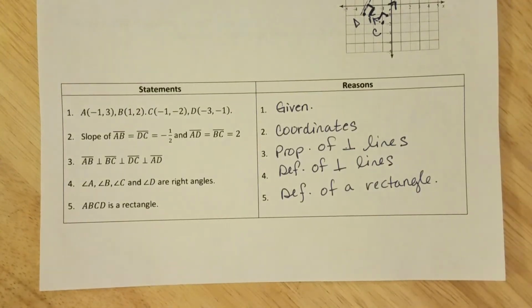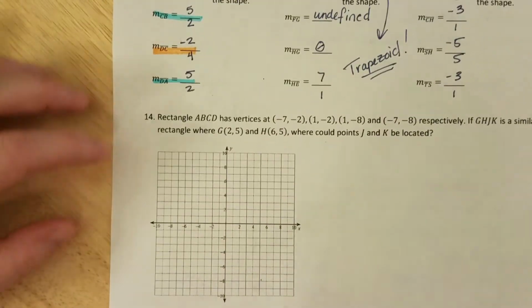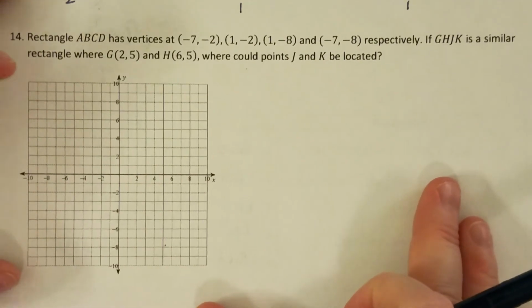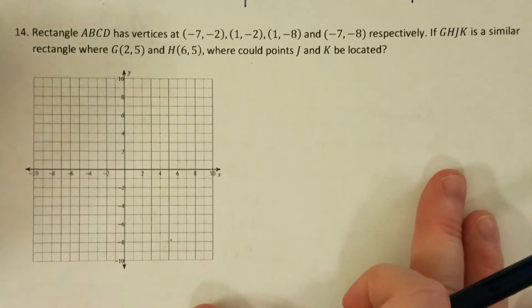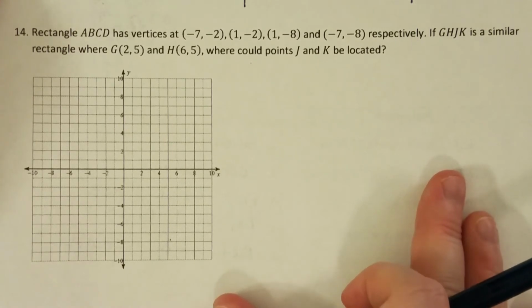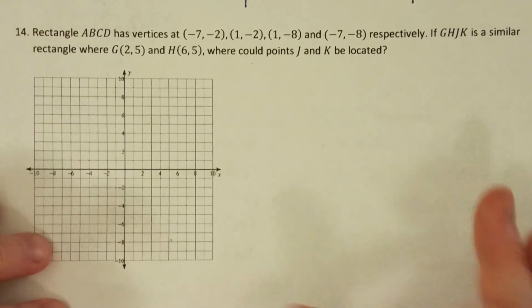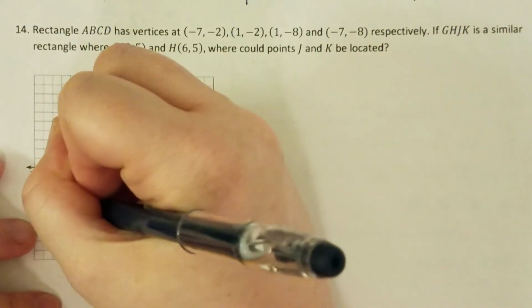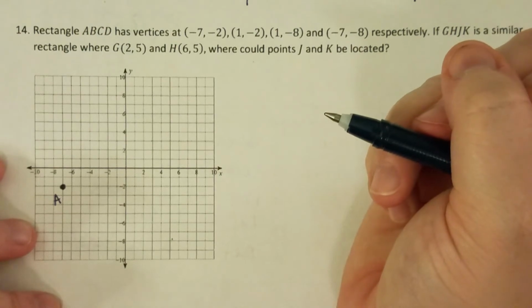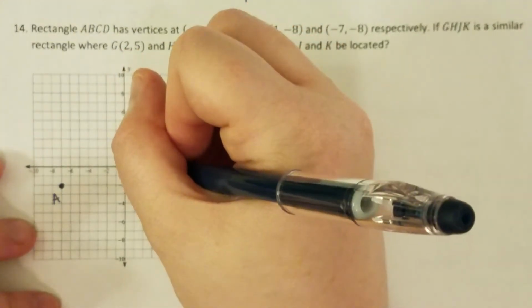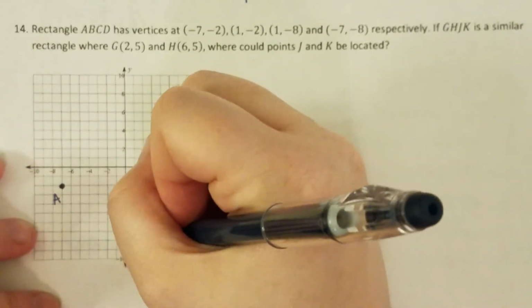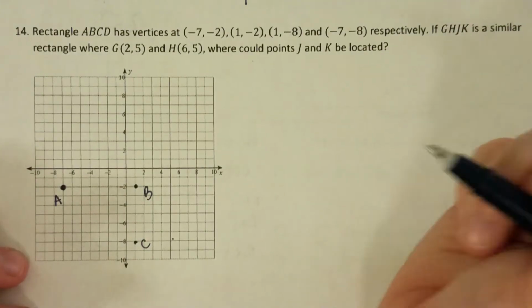All right, so that's it for the first page. And the last question that we have to do is another coordinate geometry question. So let's go ahead and finish that up and we'll be done with our review. All right, so we have ABCD has vertices and they give us two other vertices here. So ABCD is at -7, -2, 1, -2, 1, -8, and at -7, -8.